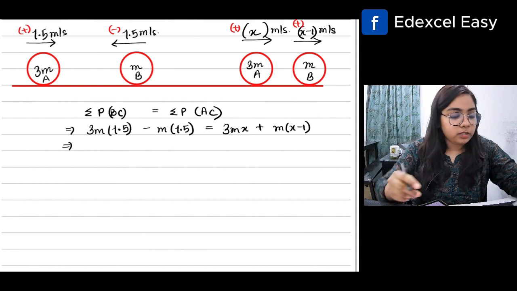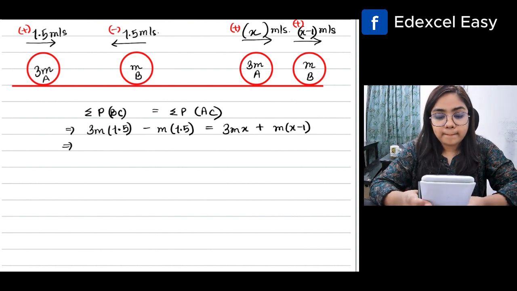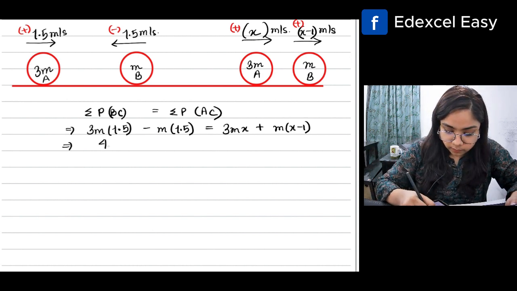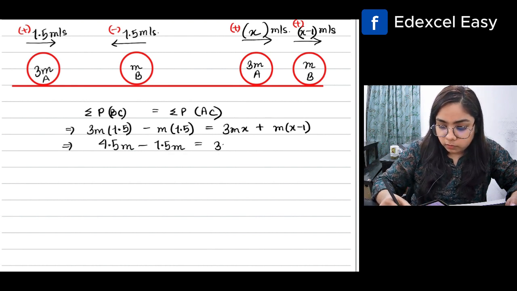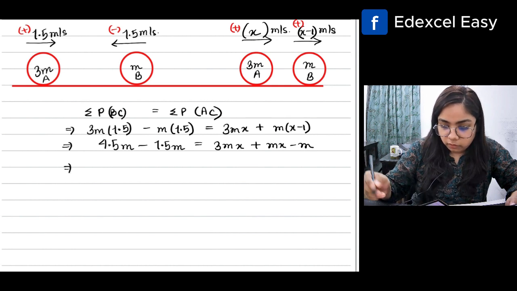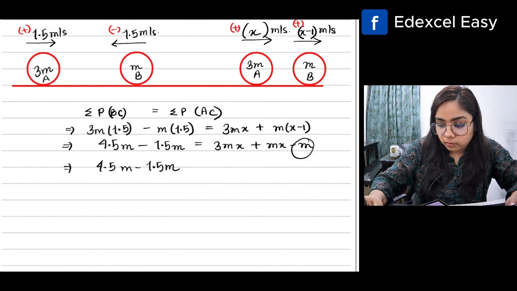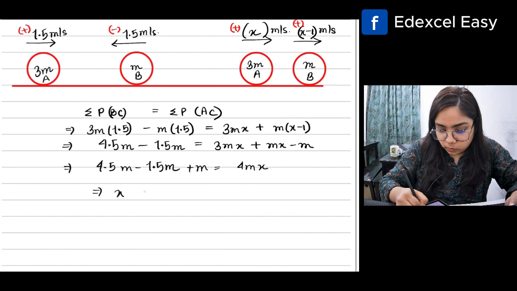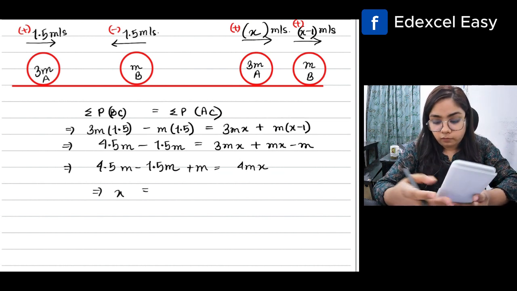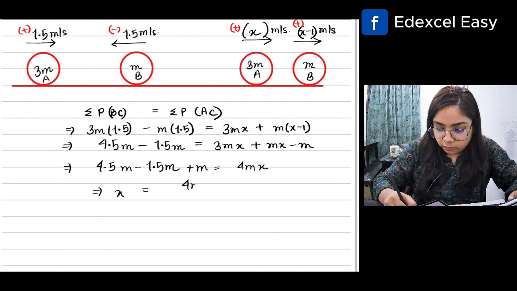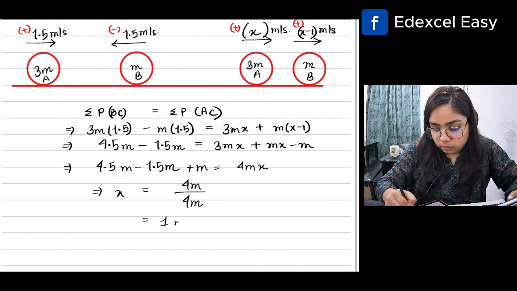Which is again going to be what? 1.5 multiplied with 3 is 4.5. Over here, this is going to be 3mx plus mx minus mx minus m, right? Now over here, if you take all the m's together, which is going to be 4.5m minus 1.5m, and also this m to the left hand side is going to be positive m, and 3mx plus mx is going to be 4mx. So in that case, x will be 4.5 minus 1.5 plus 1, this is 4m, and if you took that 4m on the other hand side, this is going to be divided by 4m, so the value for x turns out to be 1 meters per second, right?